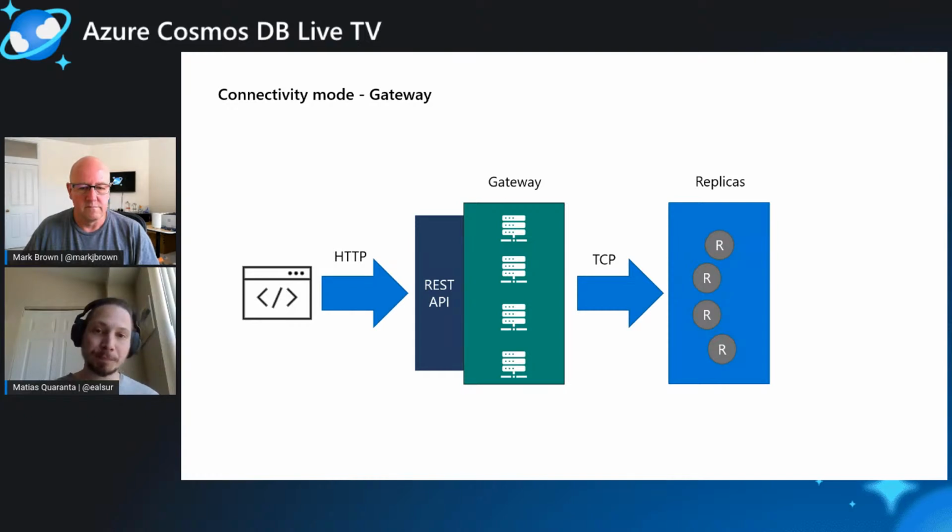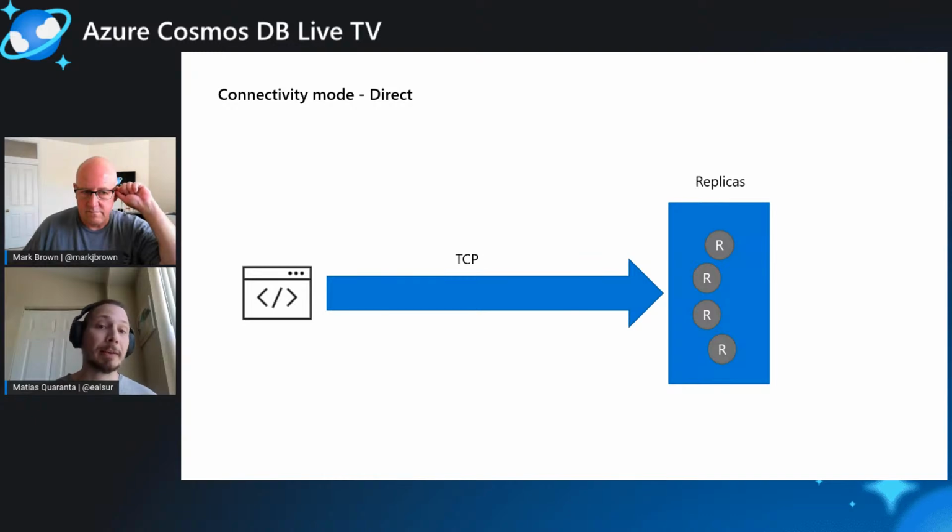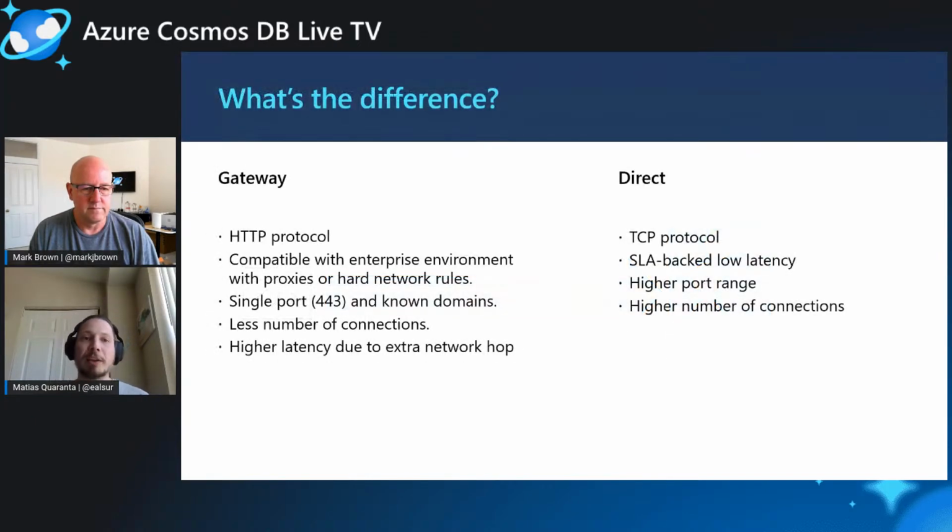The other connectivity mode that we have available is the one we call direct mode, in which your application, instead of going through the gateway, connects directly to the backend replicas through TCP. It opens the TCP connections to the backend replicas and partitions, and then executes the operations directly there. So what are the big differences between these 2 modes? Well, the first one is obviously the protocol. Gateway uses HTTP, while direct mode uses the TCP protocol.